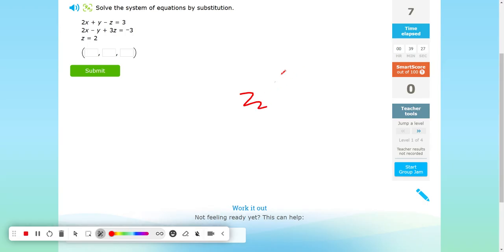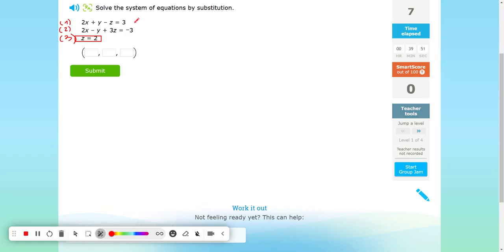Here we go. So 1, 2, and then 3. So now you can see equation number 3, they give you z equal 2. So every time I see the z, I should substitute it as 2. Okay? So let's do that over here.